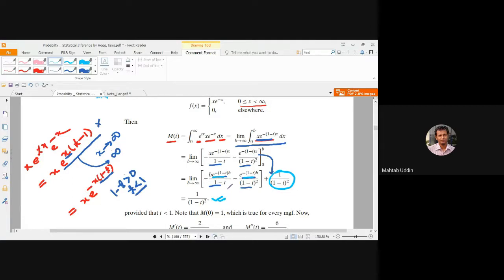Now you can verify whether this is correct or not. Put t equal to 0. So 1 by 1 equals 1. So this is a valid moment generating function.